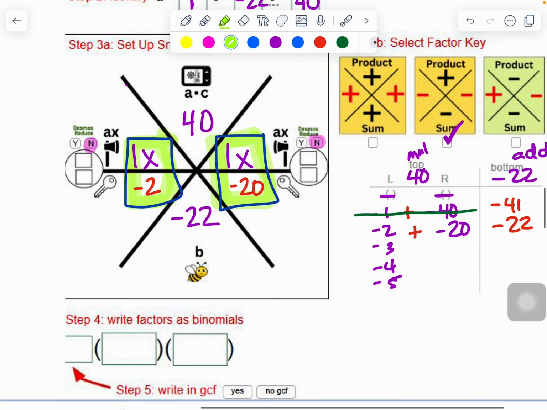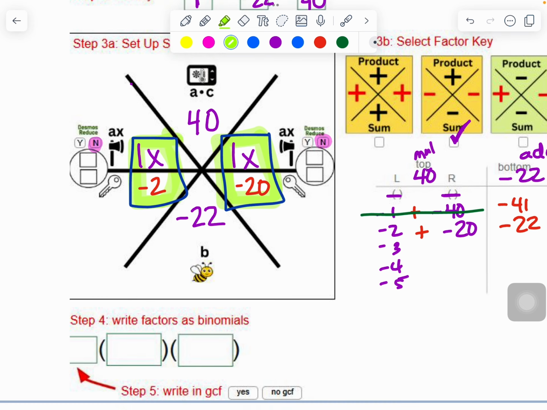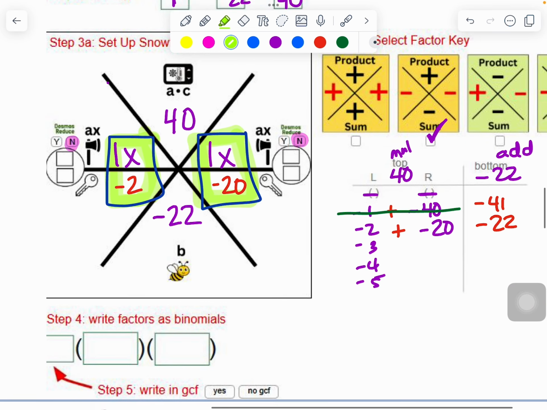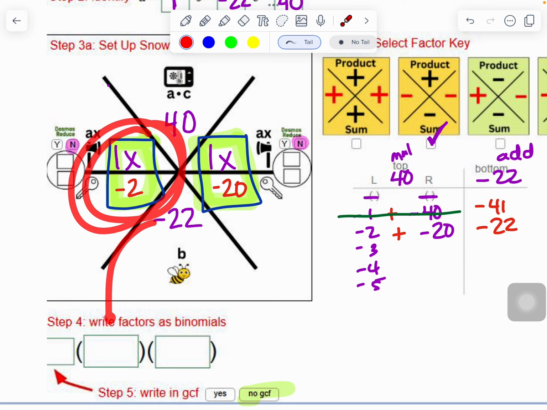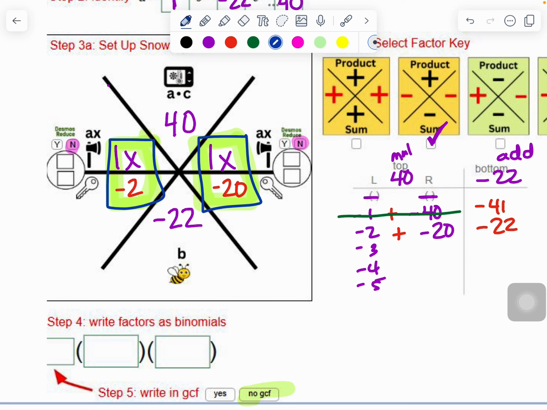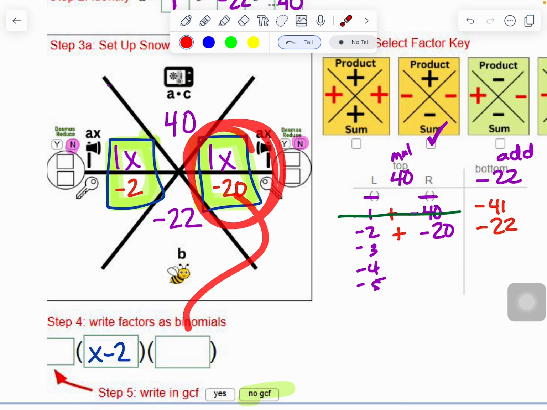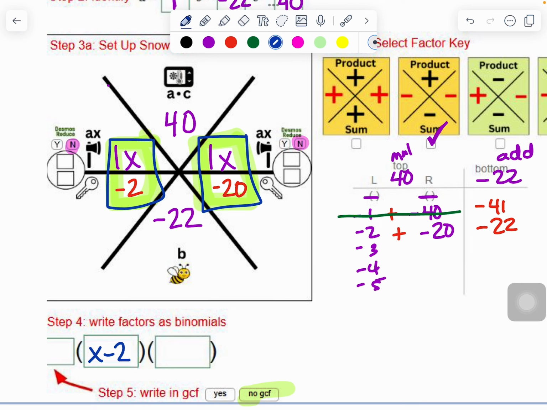So did we have a GCF? First of all, I believe we did not have a GCF, so we're going to put no GCF. We don't have to put anything in that box, so leave that box blank. And our first factor is going to go right here, and that's x minus 2. I'm just not writing the 1. And then our second factor is going to go in this box, and I'm not going to write the 1, and it's x minus 20. And you're done.